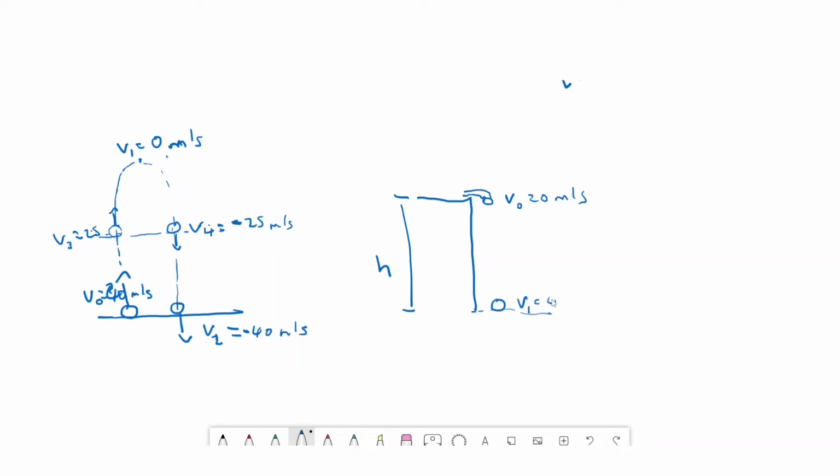Let's just say maybe it's going to hit the ground with 40 meters per second. It depends on the height. If the height is taller, it's going to hit the ground with a higher velocity. It's going to be minus. Sorry, I forgot to put a minus. Let me do that. All right, so V1 is going to be minus 40 meters per second.